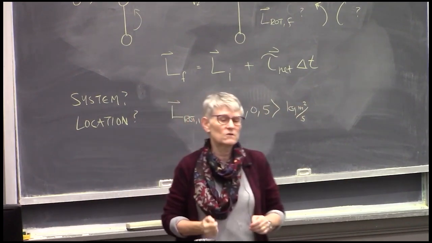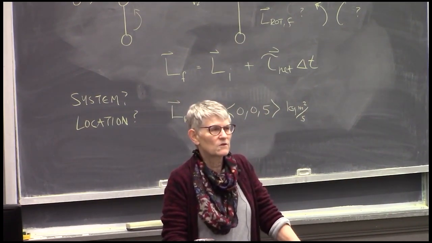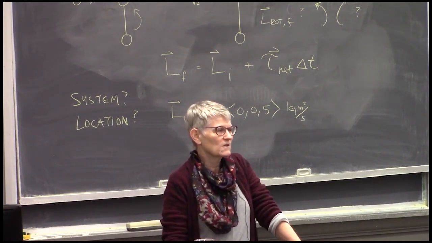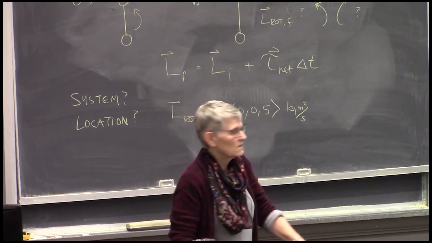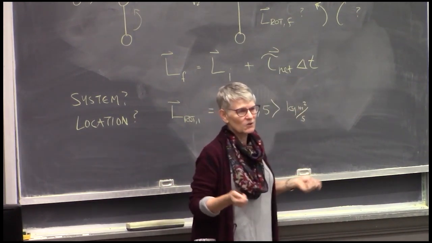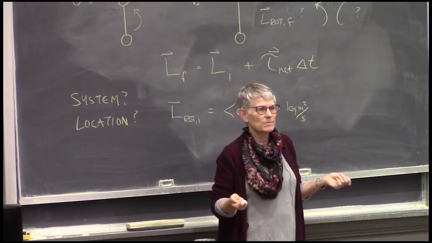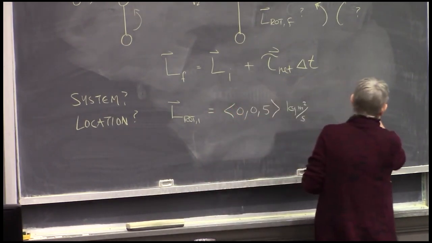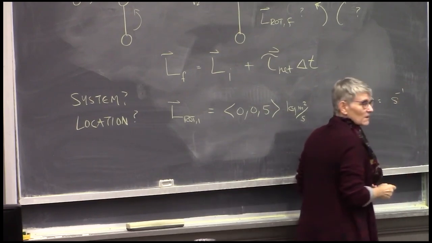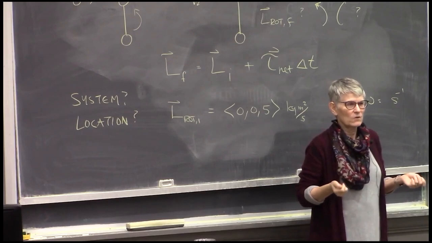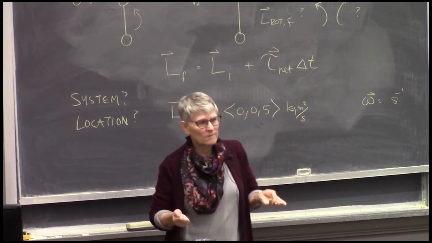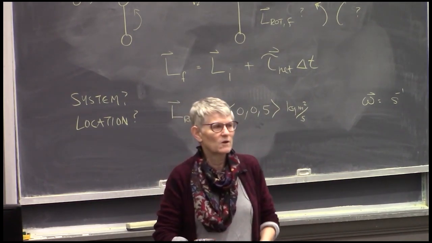Now, there was some confusion in working this problem. Some of you were confused between angular momentum and angular velocity. So this is angular momentum. The units are kilogram meters squared per second. So omega is units of radians per second. So angular velocity. What you're given is rotational angular momentum. So this is partly just reading the problem carefully.